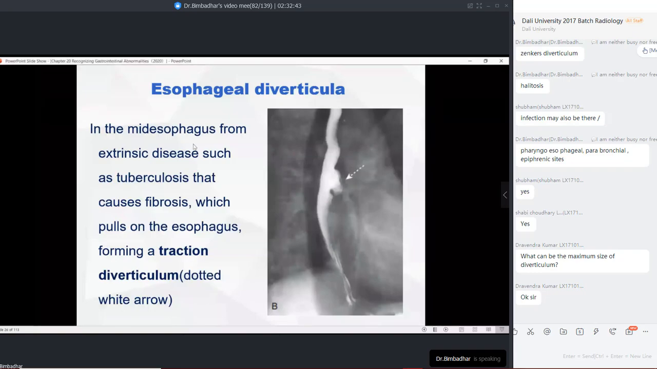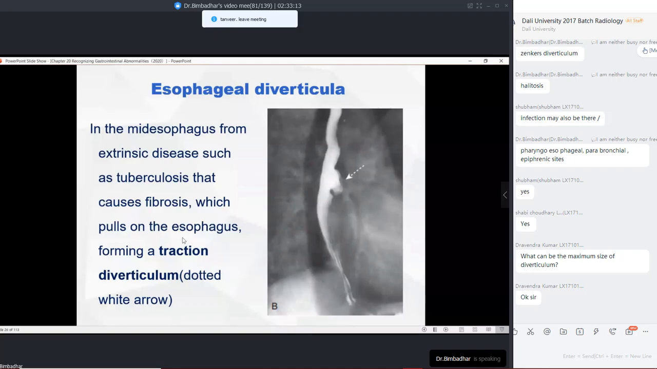Okay, now you see here there is another diverticulum happening along the mid esophagus. I can clearly see the entry of the barium inside the outpouching, and I can see the shape of the outpouching very clearly. It is actually happening because of an extrinsic disease, which is tuberculosis, and it is called the traction diverticulum. Okay, it is the traction diverticulum.